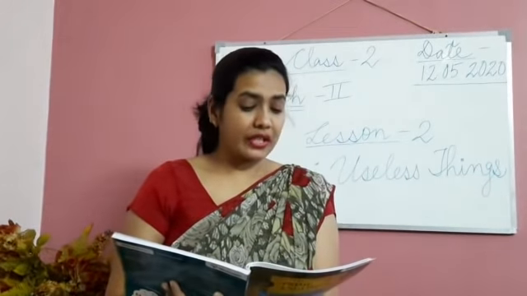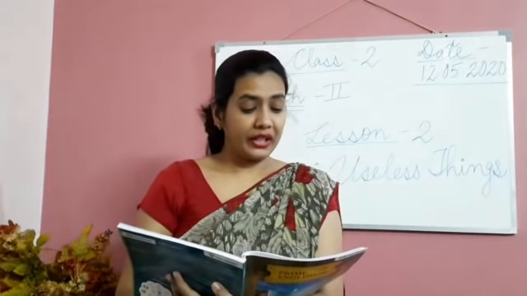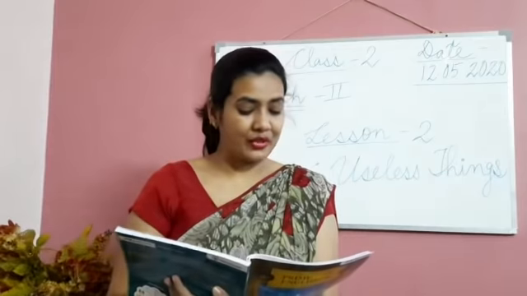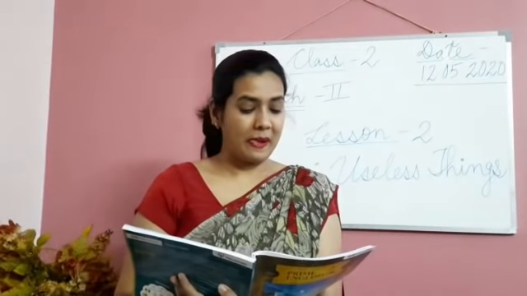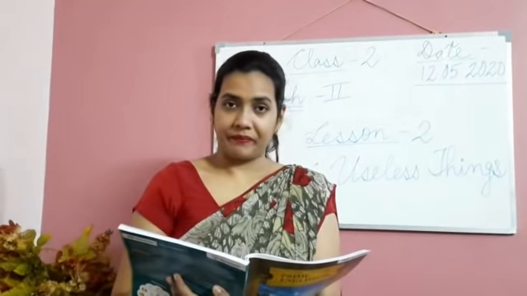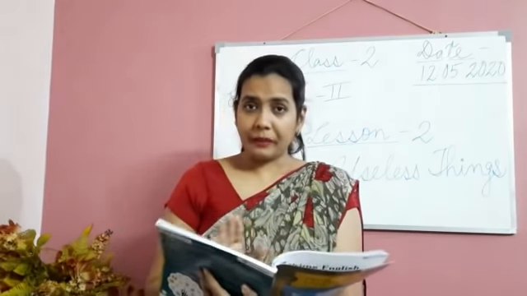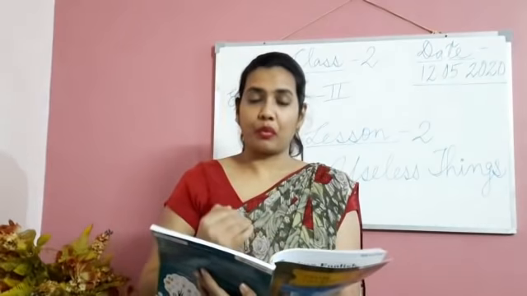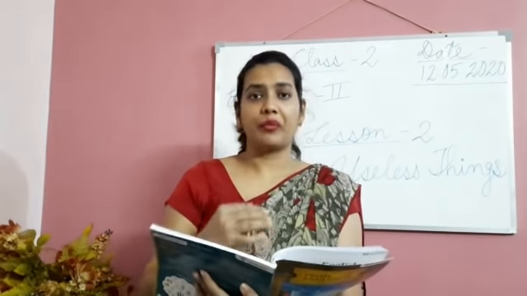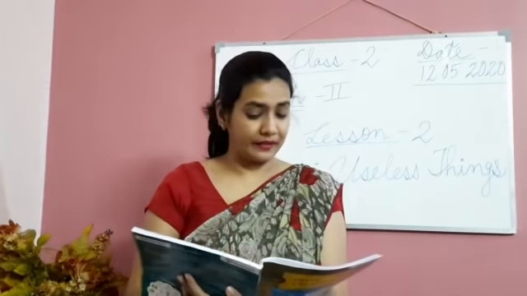A fish without scales, monkeys without their tails, a teacher without a class, a window without glass. A fish without scales. Scales are the outer part of the fish's body, and they protect the fish. Monkeys without their tails. Monkeys use their tails to swing and to hold the branches of the trees.